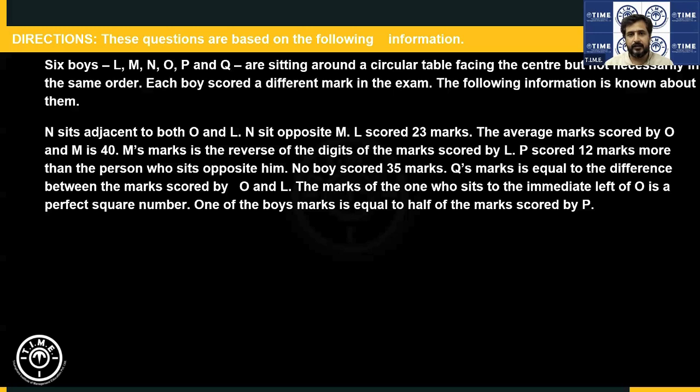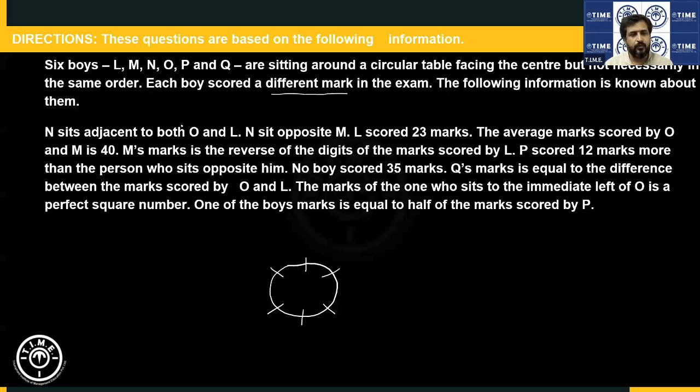Six people are sitting around this circular table and facing the center. Each boy scored different marks in the exam. The following information is known about them. So basically it is a circular arrangement, and we also have to distribute the number of marks scored by them. Six people arrangement: 1, 2, 3, 4, 5, 6. Right, let's move on to the clues.